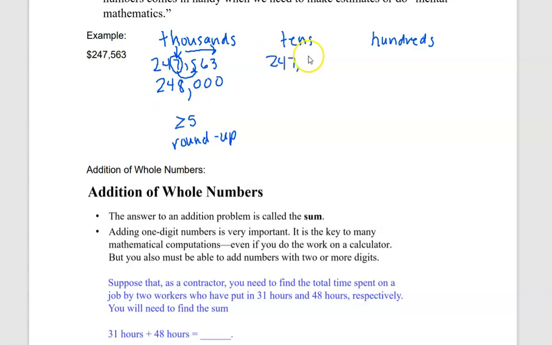So if I take the same number and I said, well, I want you to round it to the tens place. Well, the 6 is in the tens place. So the numbers before the 6 stay the same. The number after the 6 turns into a 0. Well, what happens to the 6? We look at the number behind it. If that number behind it is 5 or bigger, we would round up. But 3 is not 5 or bigger, so we would leave it alone.